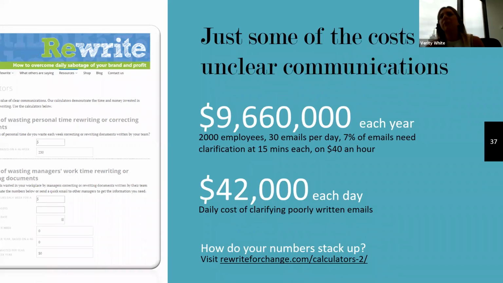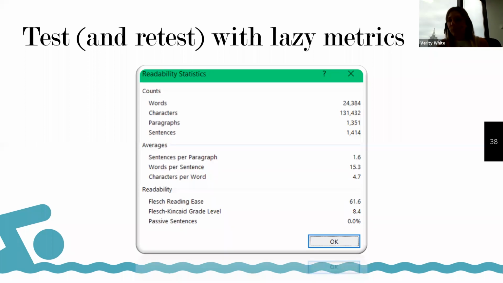If you're looking at 2,000 employees and they each send around 30 emails per day, 7% of those need clarification at 15 minutes each, and they're all on $40 an hour, it really stacks up over time. It's quite a lot of money. So put in those numbers for your organisation or your team and have a think about whether you can use those kinds of metrics as a way of getting a bit more impetus and motivation for a contract redesign project.